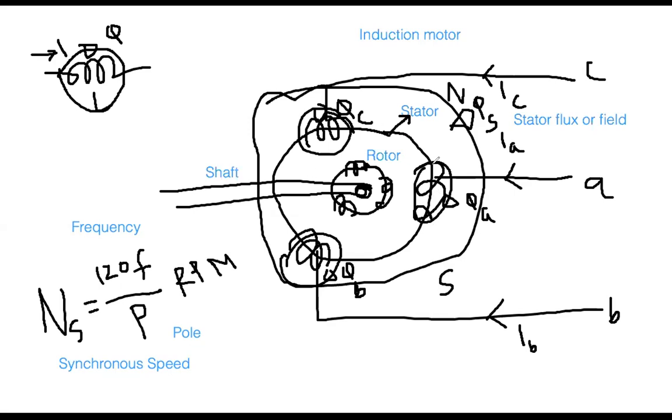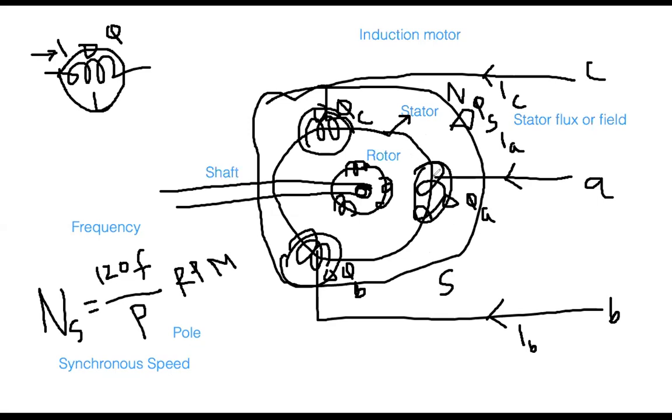Therefore, keep in mind this number of poles, P: there are no physical magnetic poles. These are internal poles. You can't see these poles. These are being developed because of this magnetic field.